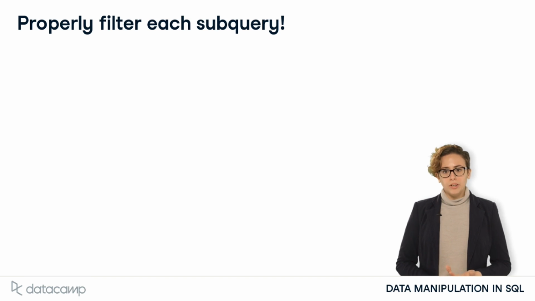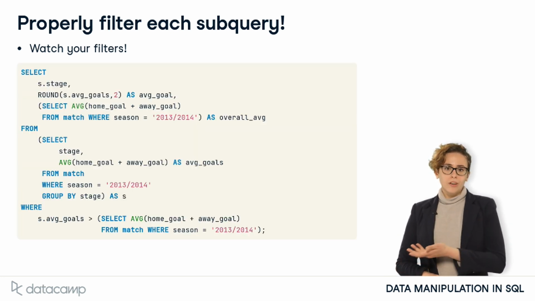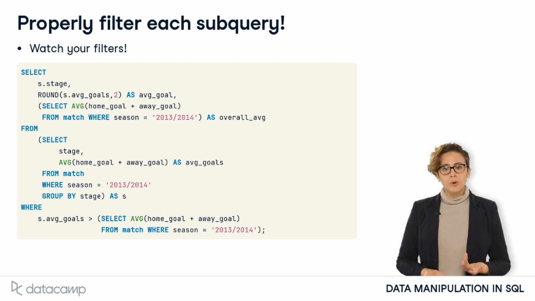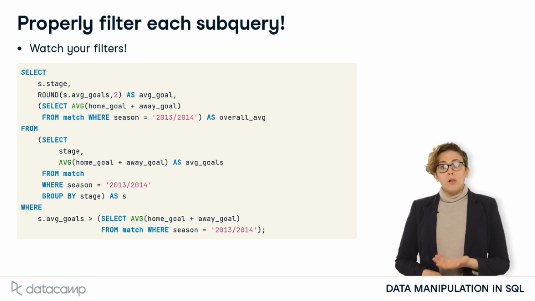Finally, when constructing a main query with multiple subqueries, make sure that your filters are properly placed in every subquery and the main query in order to generate accurate results. The query here, for example, filters for the 2013-2014 season in 3 places. Once in the Select subquery, once in the Where subquery, and once in the main query. This ensures that all data returned is only about matches from the 2013-2014 season.